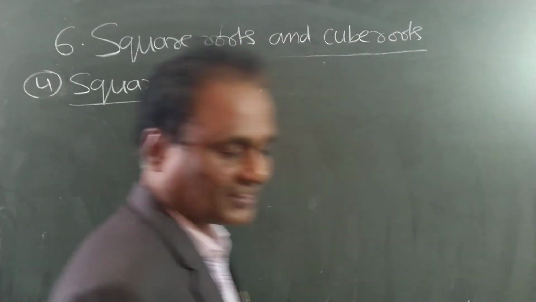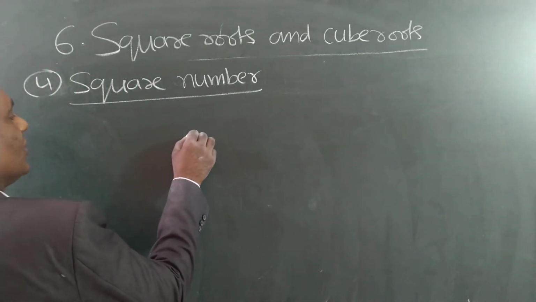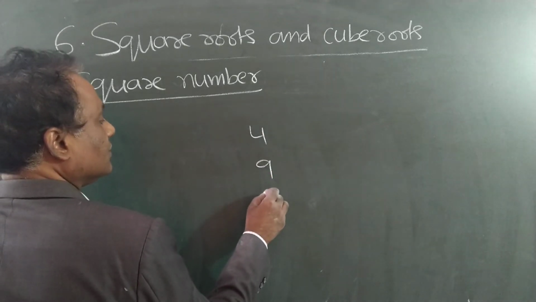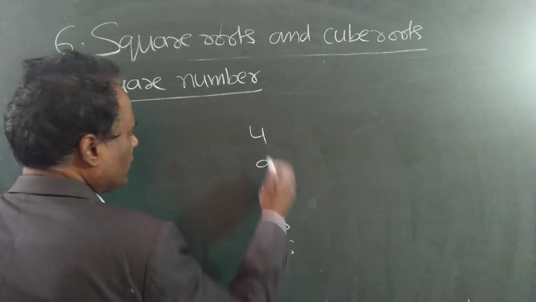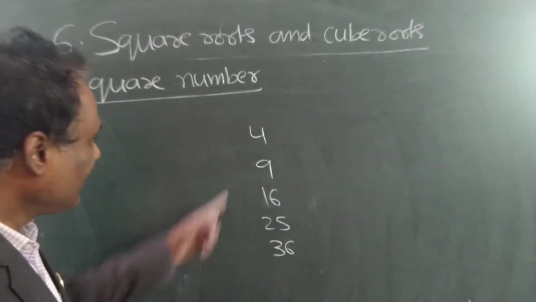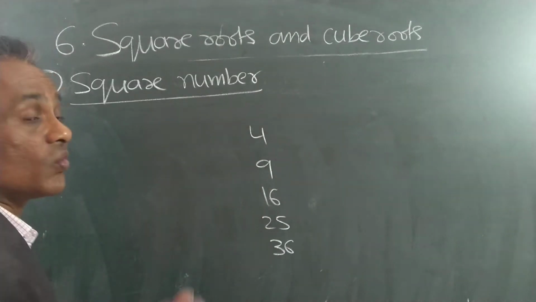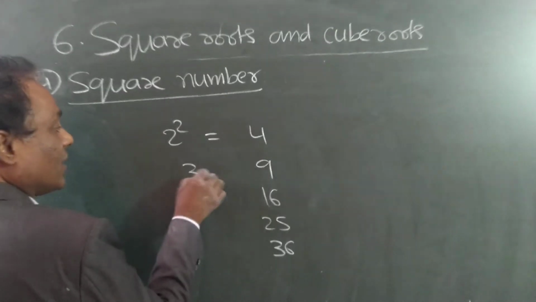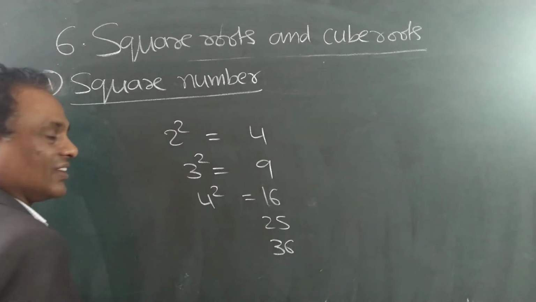Now, students, suppose we take 4, 9, 16, 25, 36. If you see these numbers, these are the squares of some numbers. 4 is the square of what? 2. 2 square is 4. 9 is the square of 3. 3 square is 9. 16 is the square of 4. 4 square is 16. Like that.